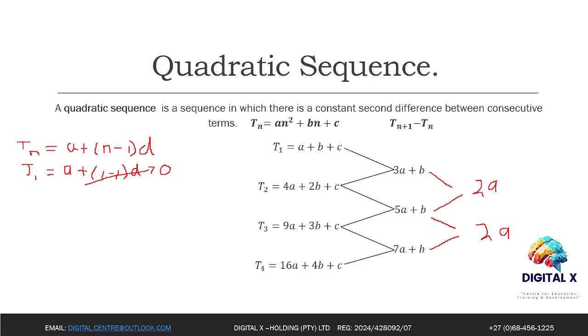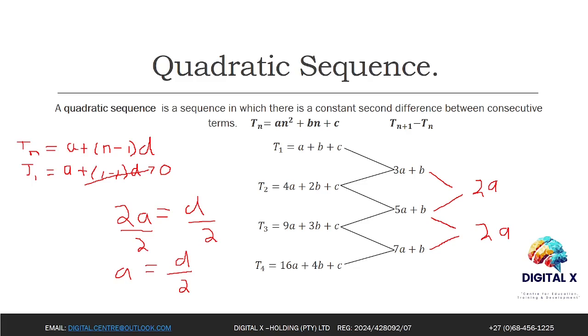Now we're going to take this 2a and equate it to d, which is the second constant difference. When you equate 2a to d and divide on both sides by 2, what we end up with is a equal to d divided by 2. I hope you all follow.